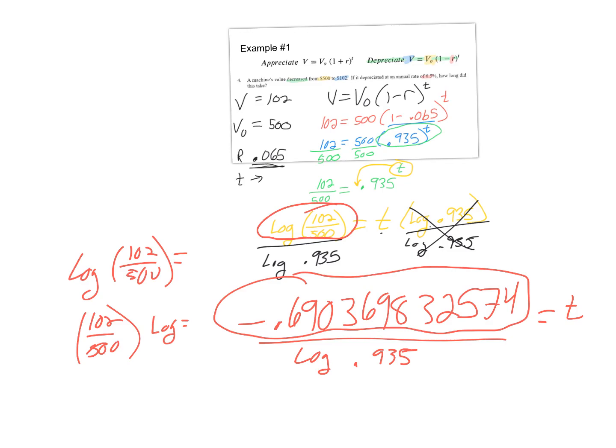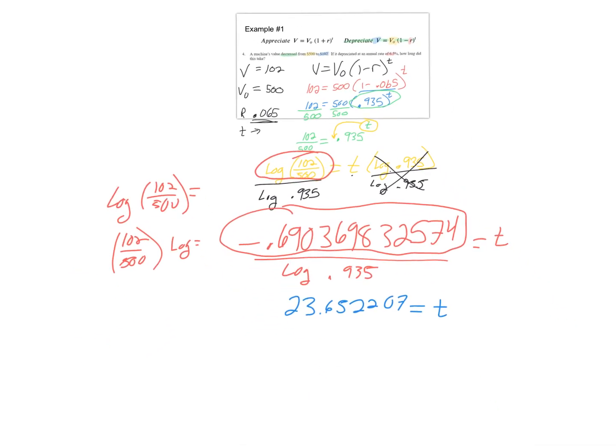Because now what we're going to do is we're going to divide that answer by the log of 0.935 and hit equals again, I get t. So I get t is equal to 23.652222207 years. Because we're talking in years here. Because I'm going to round to two places, it's going to take 23.65 years for it to get to that point. Okay. So there's that one.